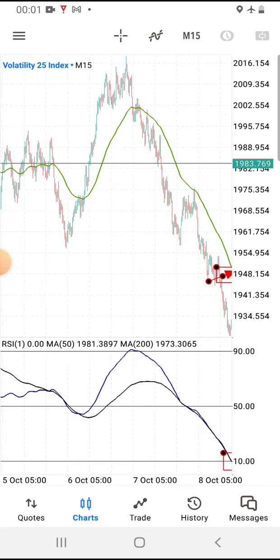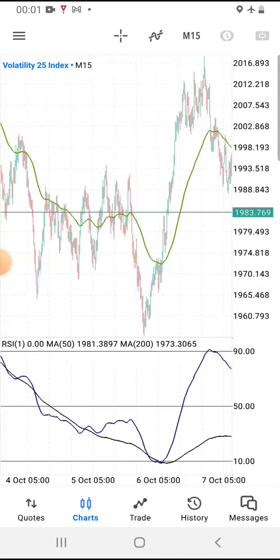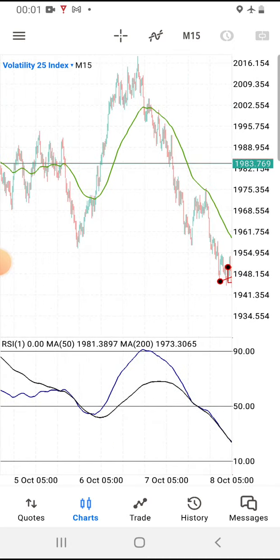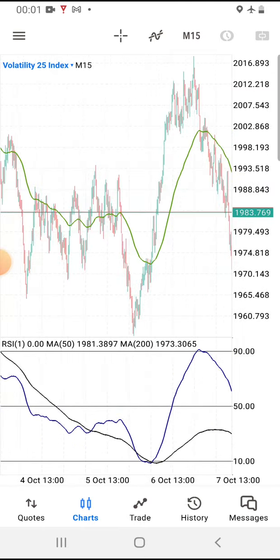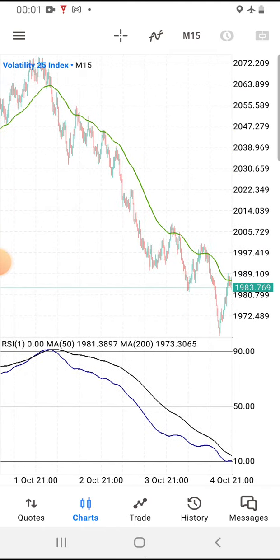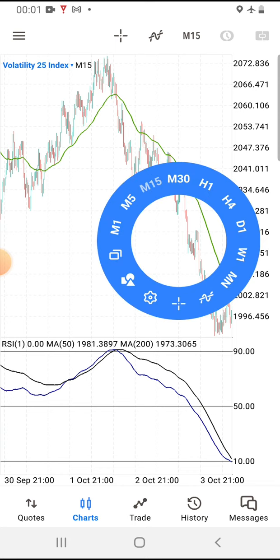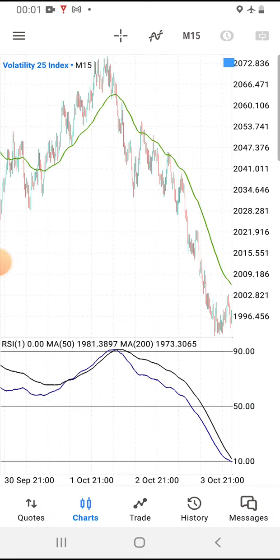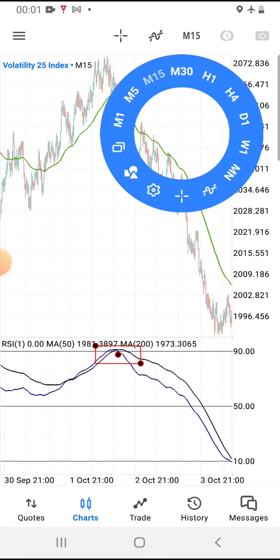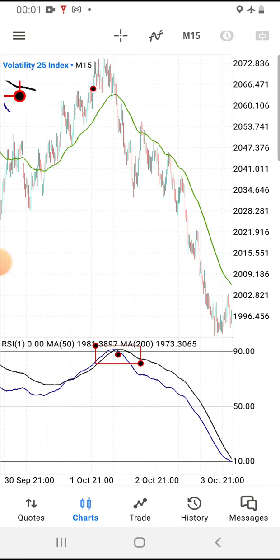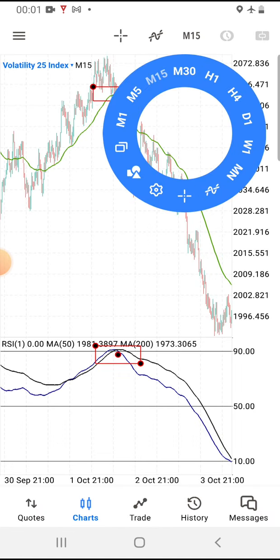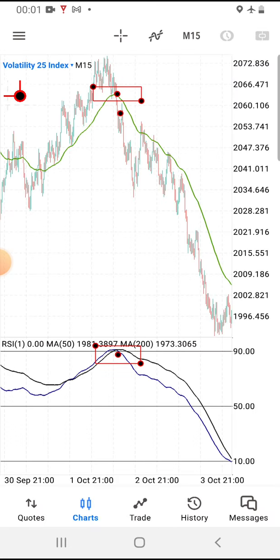Okay, next, of course, your selling opportunity. Do not force trades, guys. If you see that your lines are not both meeting at the top, leave that trade alone. In this case, this was a valid trade. Okay, we see our lines at level 90. This was a valid sell trade. We also see a break in market structure right here, and you can see that we could have sold all the way down like that.